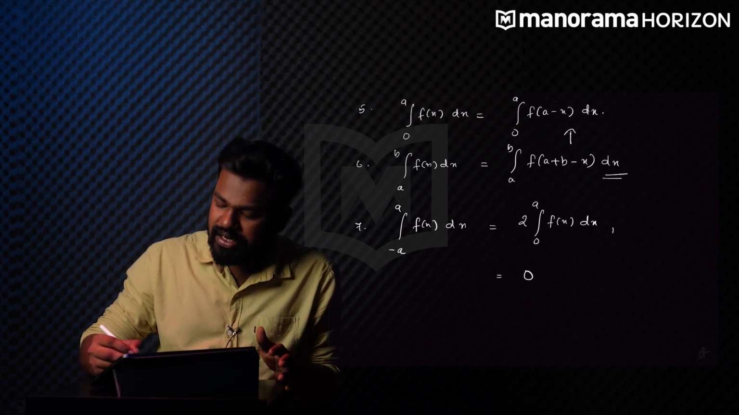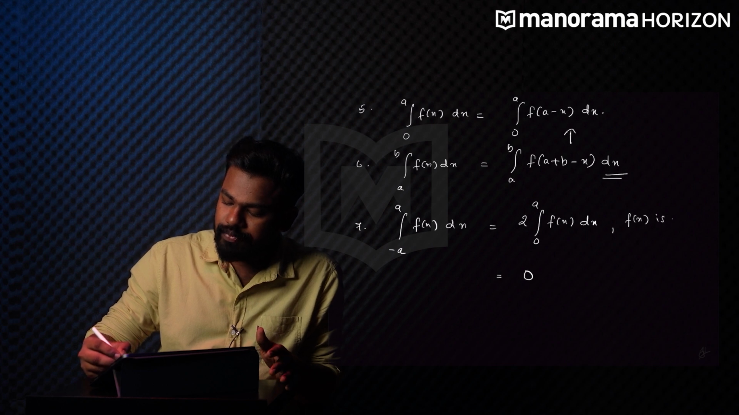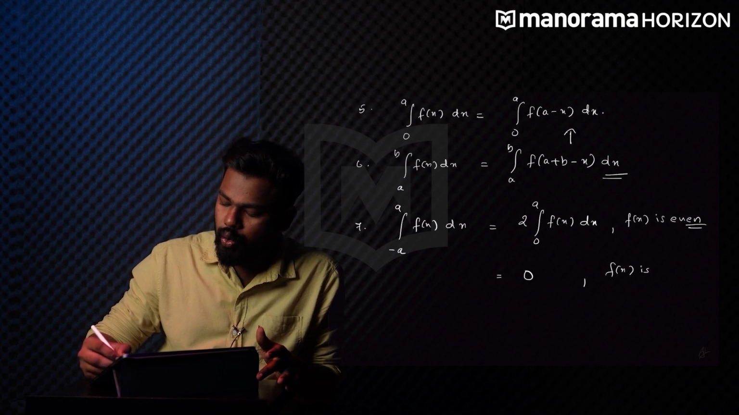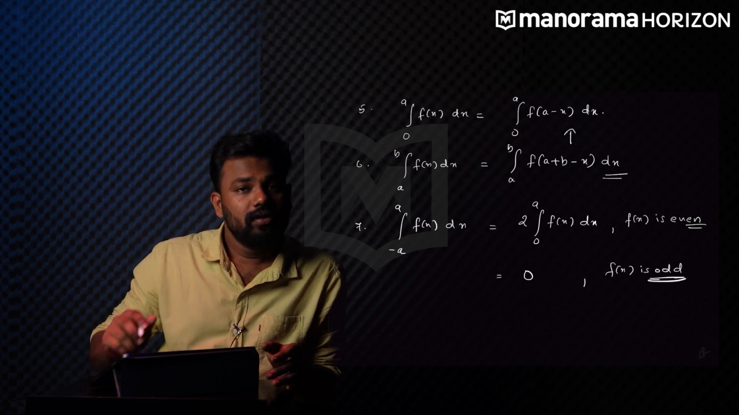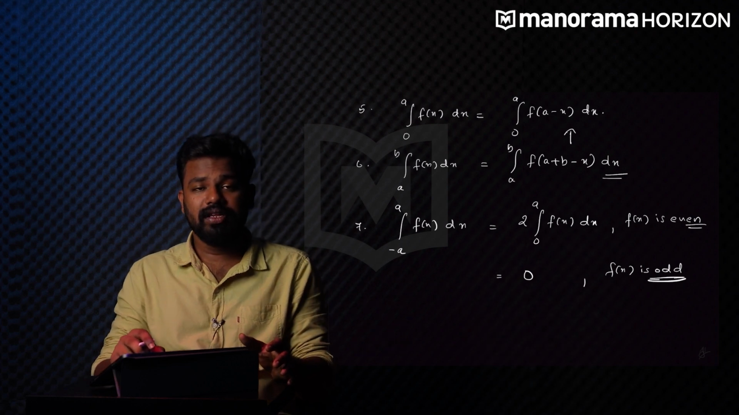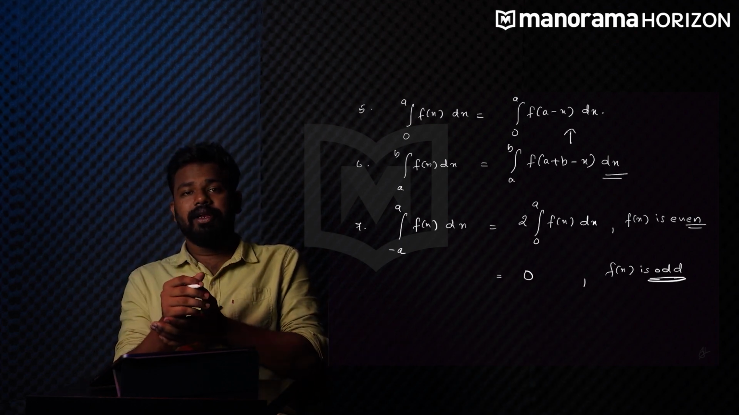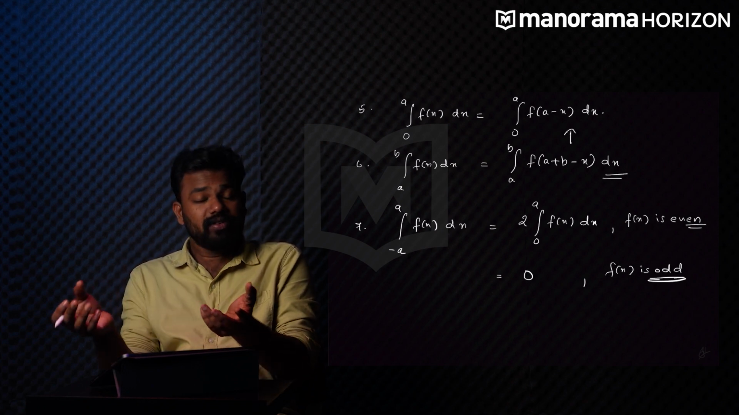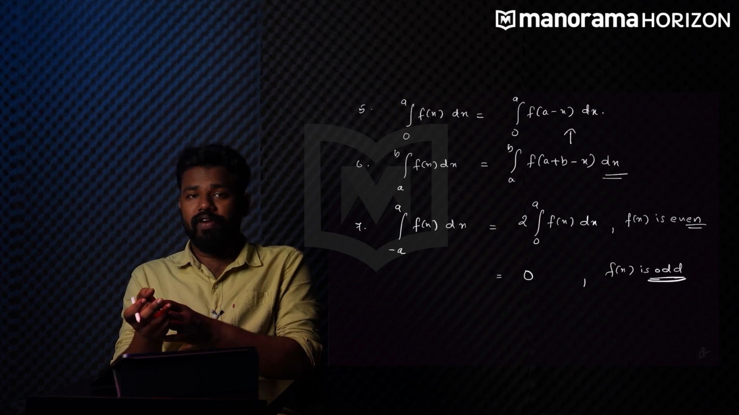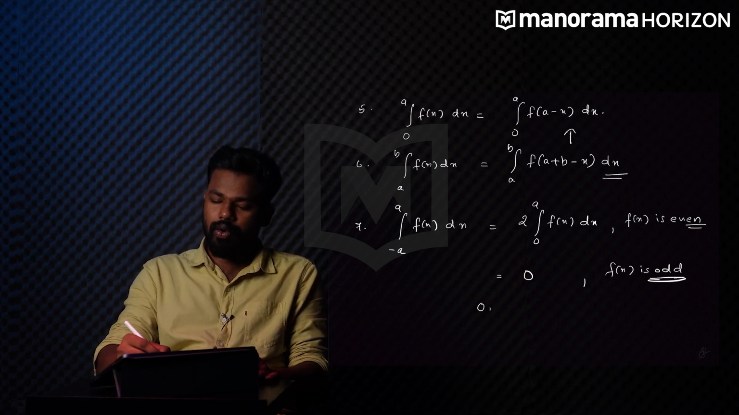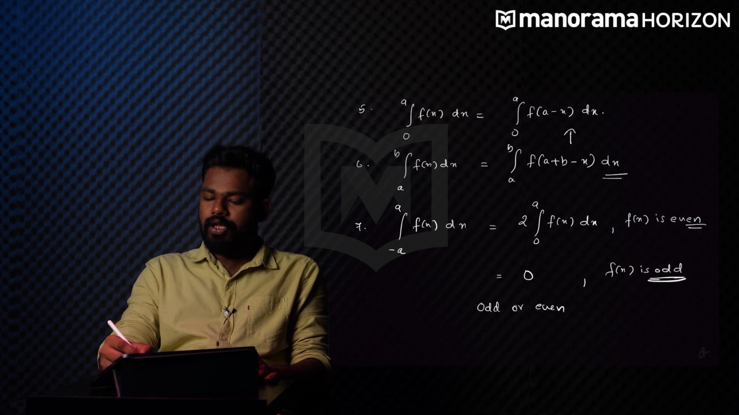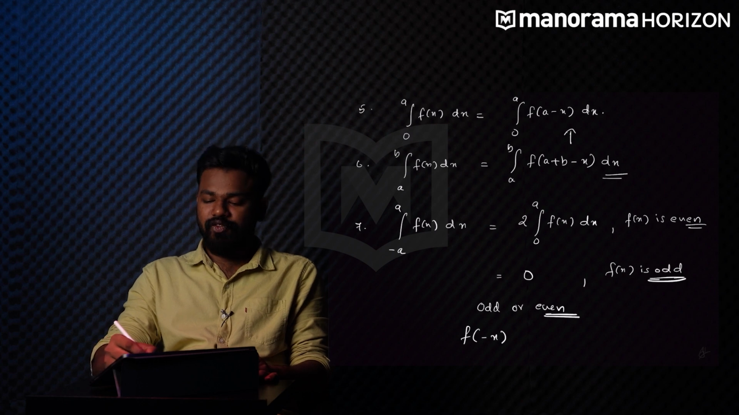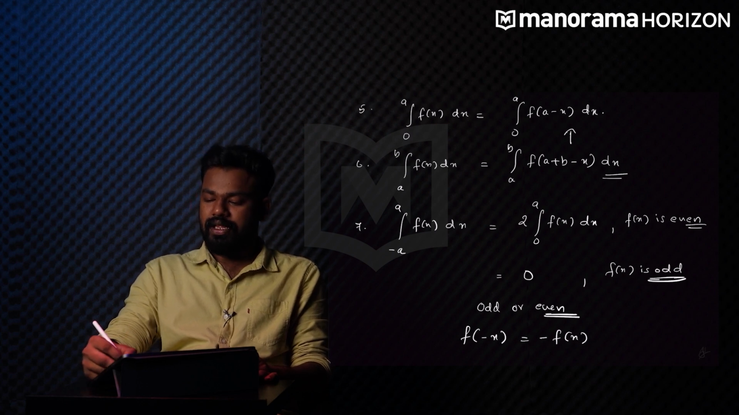Now, the first result comes up when f of x is even. And the second result 0 comes when f of x is odd. So this is the last property where we have to learn, that is minus a to a f of x dx can be written either 2 into 0 to a f of x dx or it is 0 when it is an odd function. Now how to check whether the function is odd or even? It's very important, right? So to check whether the function is odd or even, you just need to see f of minus x. If f of minus x is equal to minus fx, then it is an odd function.